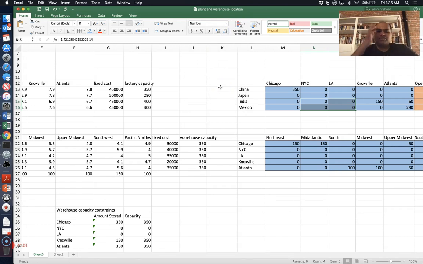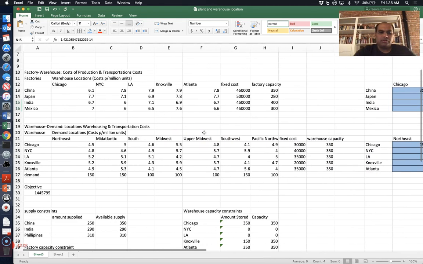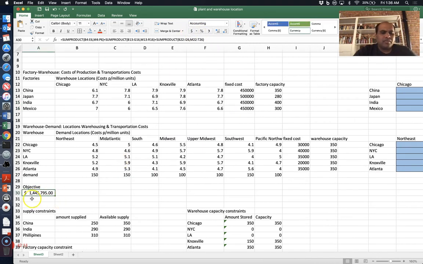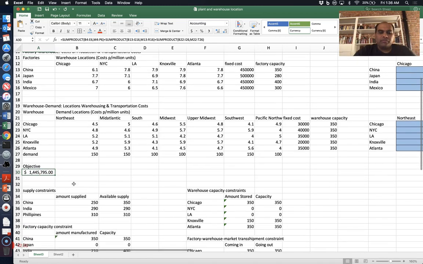So don't worry if you get such a small value, because these are integer values. Sometimes there are some tolerance values. That's all it is. So the value of the objective function is here. This is our total cost, which is $1,445,795. That's the cheapest way in which you can do it.